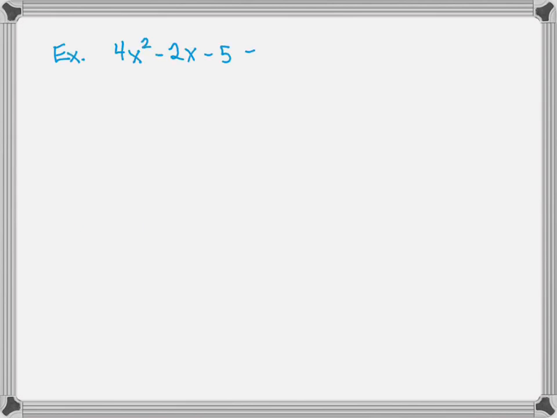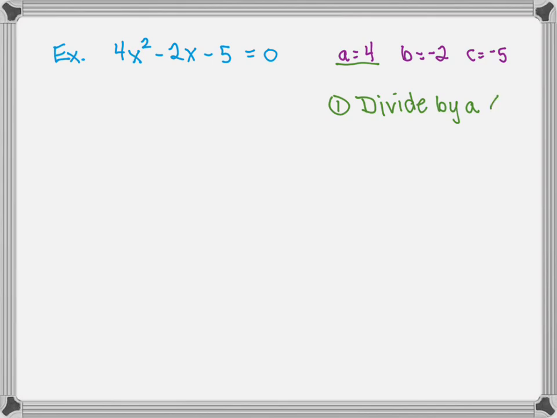Let's look at one more example. Let's look at 4x squared minus 2x minus 5 equals 0. So here a is 4, b is negative 2, c is negative 5. So going through the steps, divide everything by a. So here a is 4, so we're going to divide everything by 4. When we do that, we end up with x squared minus 1/2 x. 2 over 4 reduced or simplified to 1/2. I still have my minus 5/4, and then 0 divided by 4 is just 0.